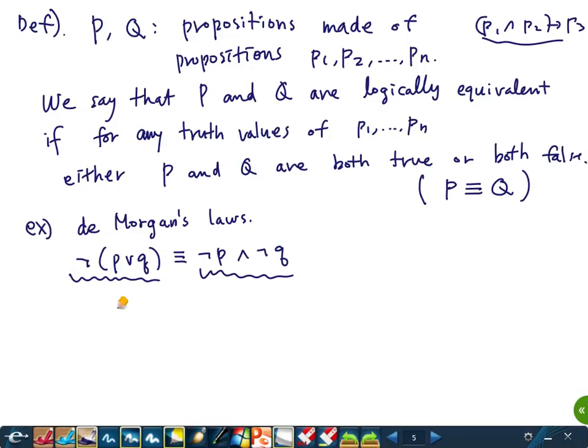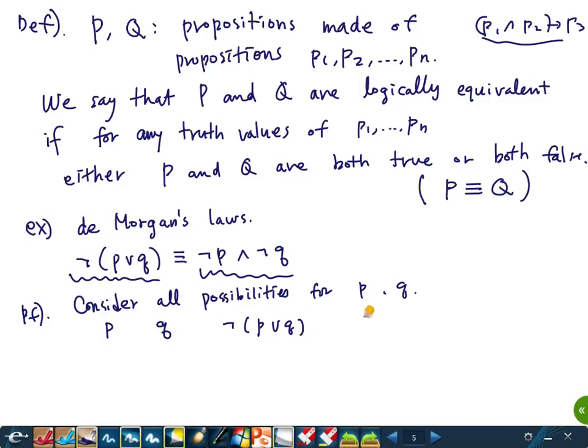So how can we show this? There is always a very simple way to show a proposition like this by considering all possibilities using truth values. Proof. Let's prove this. Consider all possibilities for P and Q. There are only 4 cases, fortunately. And you compute this and this separately and see if they are the same.